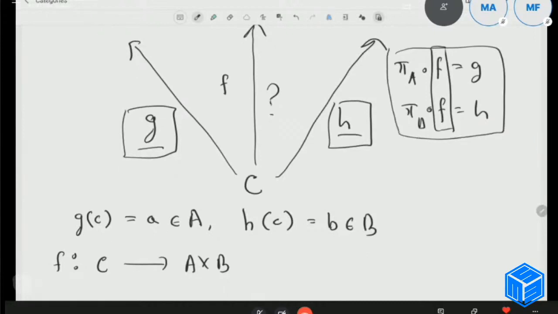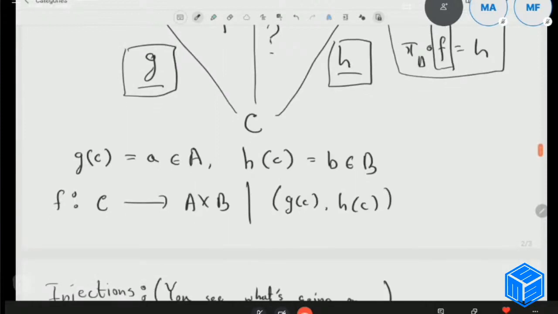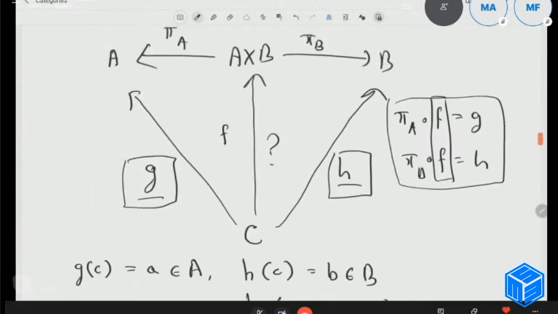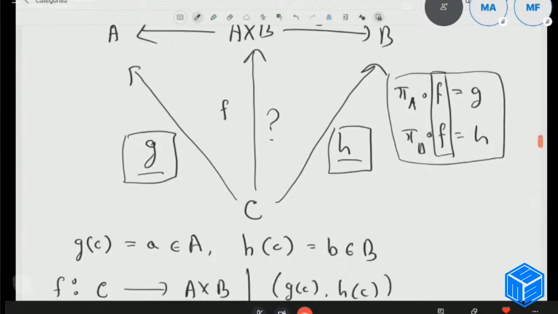I see the pattern, but I'm blanking on how to define this map. We want something where the tuple is G of C, H of C. So we take a C and map it to this, and call that map F. If we have a map G from C to A and a map H from C to B, we have a map that sends each point C to G of C, comma H of C. We can just denote that map like this. This is just notation here.